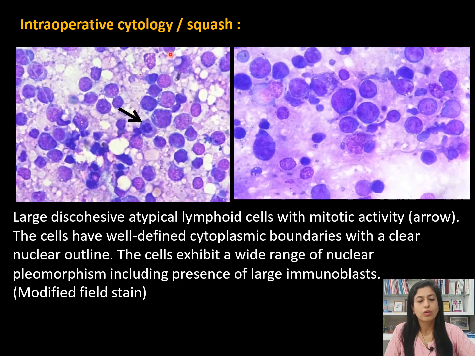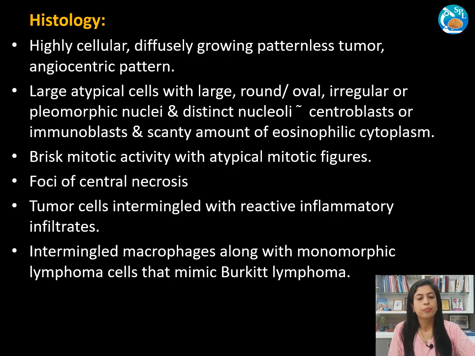So we did intraoperative squash smears of the second case, and on cellularity, it was a highly cellular tumor composed of large discohesive atypical lymphoid cells, and you can see there's mitotic activity evident. And with Romanovsky stains or the field stain, these express the nuclear features very prominently. So I routinely do this in our lab.